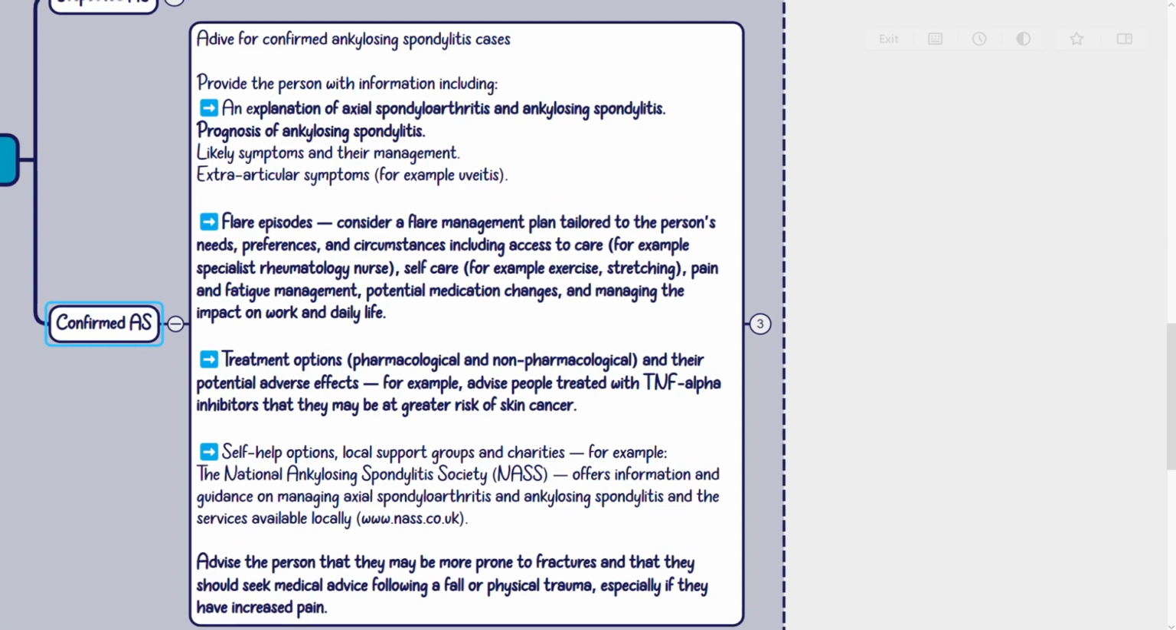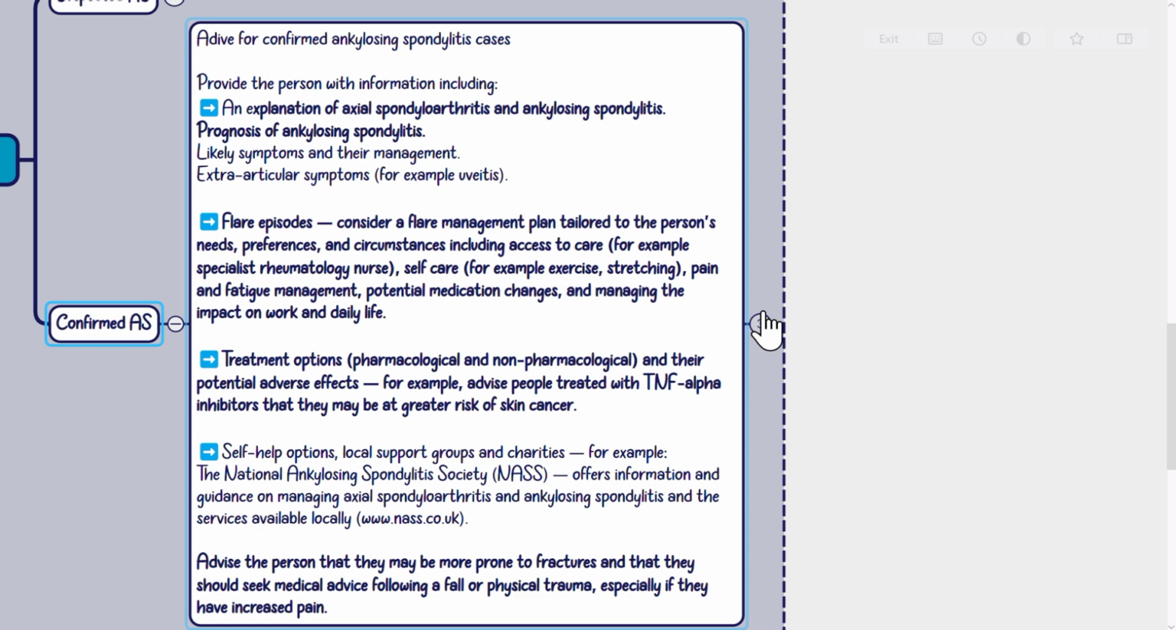Advice for confirmed ankylosing spondylitis cases. Provide the person with information including an explanation of axial spondyloarthritis and ankylosing spondylitis, prognosis of ankylosing spondylitis, likely symptoms and their management, extra-articular symptoms, for example uveitis, flare episodes.